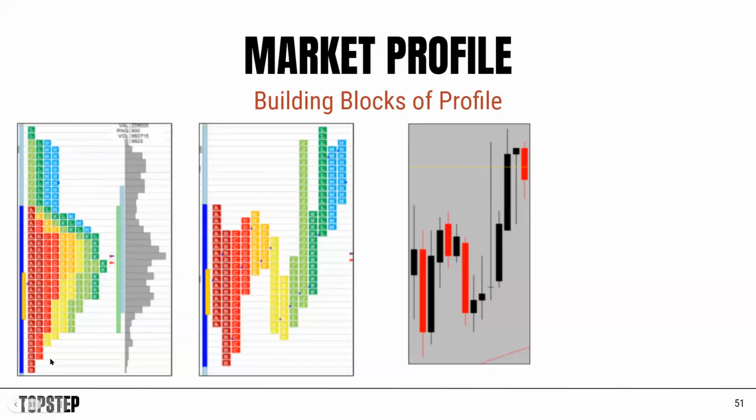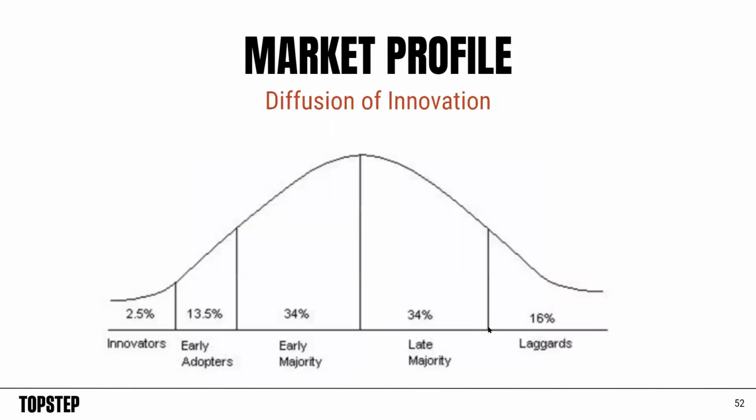It seems like we should be able to see everything when we're looking at a 30-minute chart, and yet we don't. When we're looking at the profile, what we're basically looking at is the diffusion of innovation.